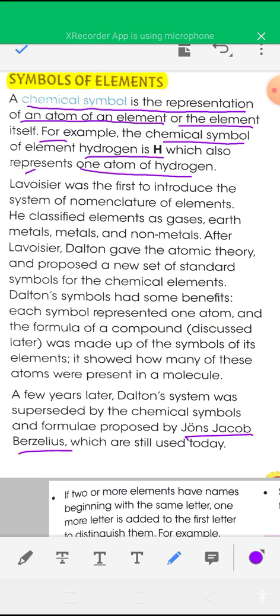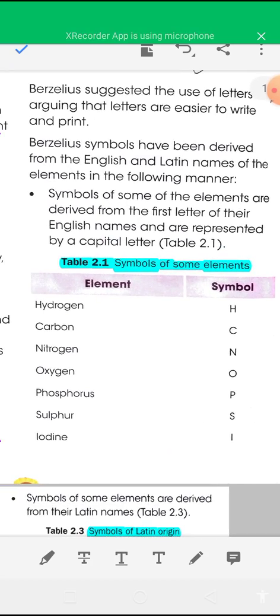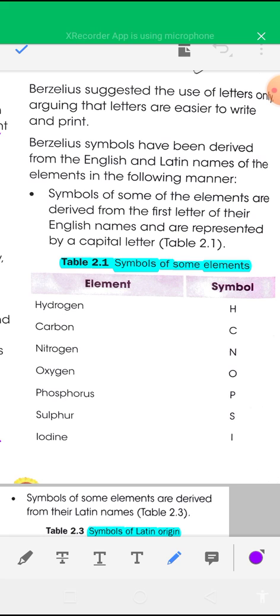The scientist Lavoisier was the first to introduce the system of nomenclature of elements, and he classified elements as gases, earth metals, and non-metals. After Lavoisier, Dalton gave the atomic theory and proposed a new set of standard symbols of chemical elements. Later, finally, John Jacob Berzelius gave the modern system of symbolization of elements.